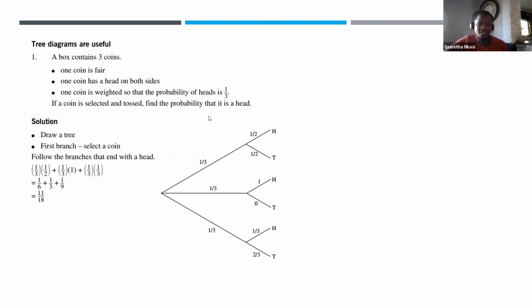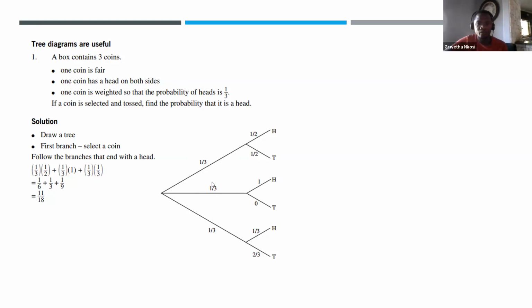Look at this. Find the probability that it is selected and it's a head. First, you have to draw a tree diagram. Your first 3 branches will be the branches of the coins. How many coins do you have in the box? You have 3. So it's 1, 2, 3. So all these 3 coins share 1/3, 1/3, 1/3. So it's 1/3 for this one to appear in the box. It's also 1/3 for this one, and also 1/3 for this one.